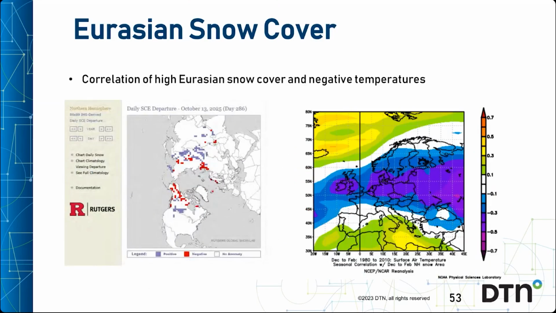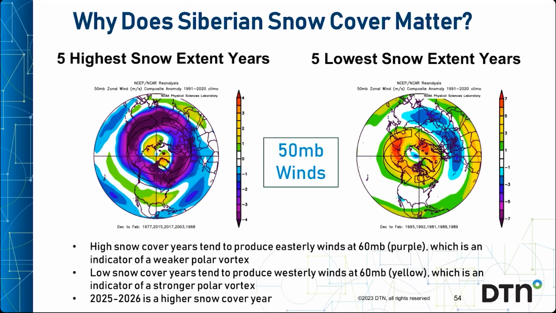And we can see some correlation between Northern Hemisphere snow cover and cold for Europe. Also, we can look at the high snowfall years and see that they correlate with the weak polar vortex with easterly winds, while the 5 lowest years had a stronger polar vortex surrounded by westerly winds. So it's a comparison between left and right. So that's another indicator of possible polar vortex disturbances this winter, particularly early winter.